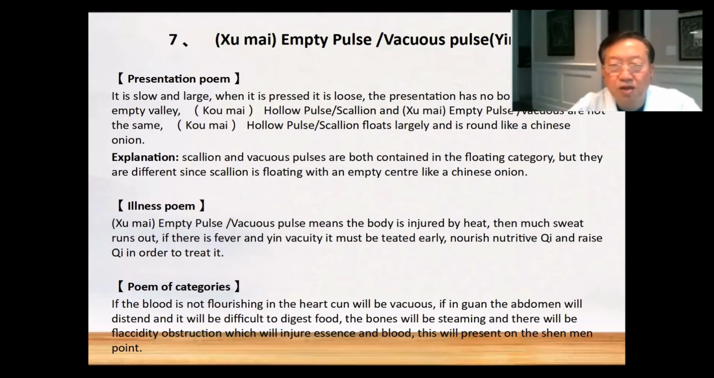Poem of categories. If the blood is not flourishing in the heart, Cun will be vacuous. If in Guan, the abdomen will distend and it will be difficult to digest food. The bones will be steaming and there will be flaccidity obstruction, which will injure essence and blood. This will present on the Shenmen point.